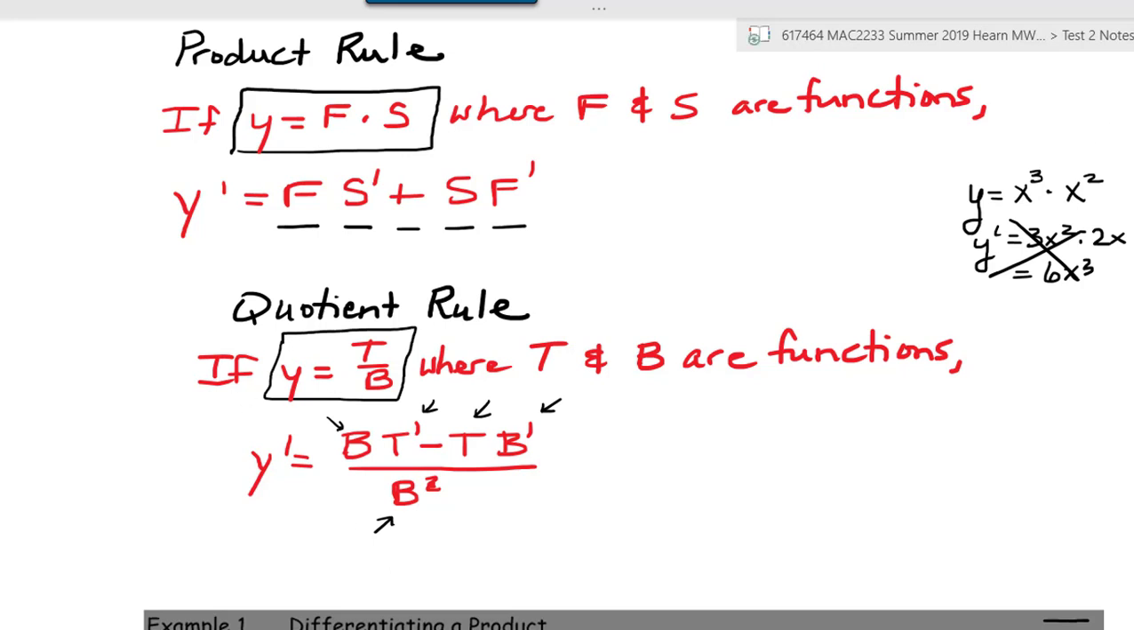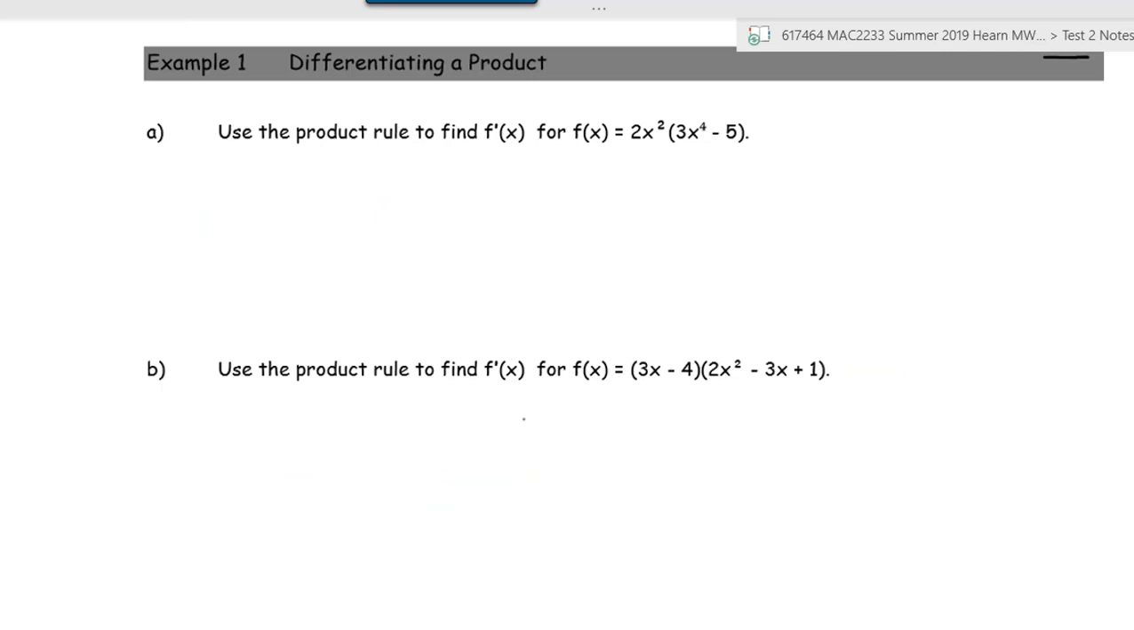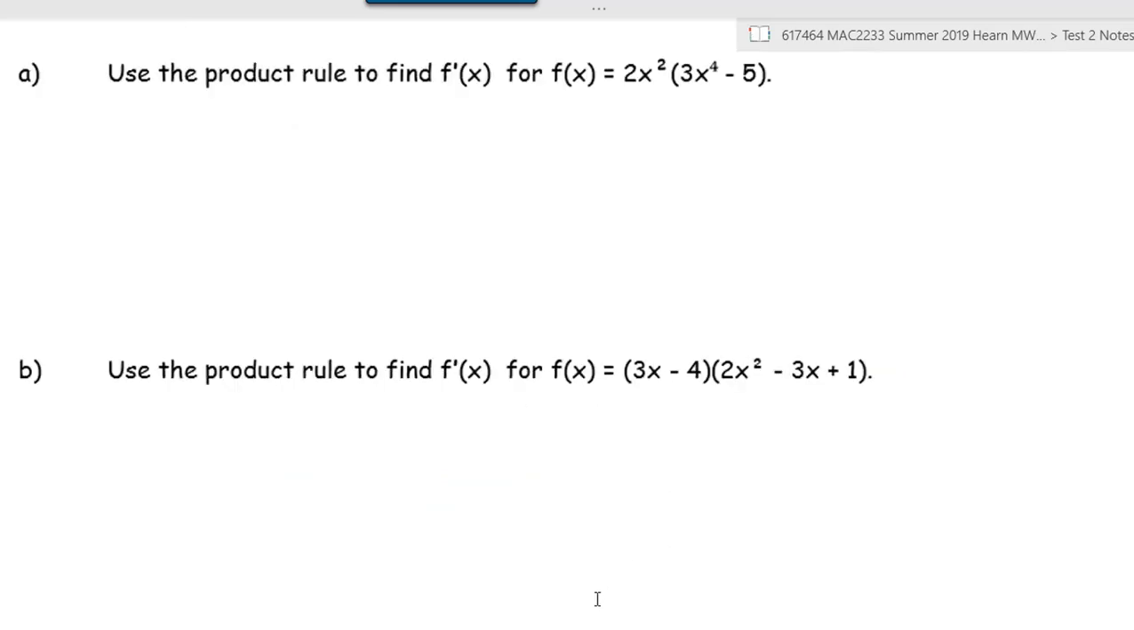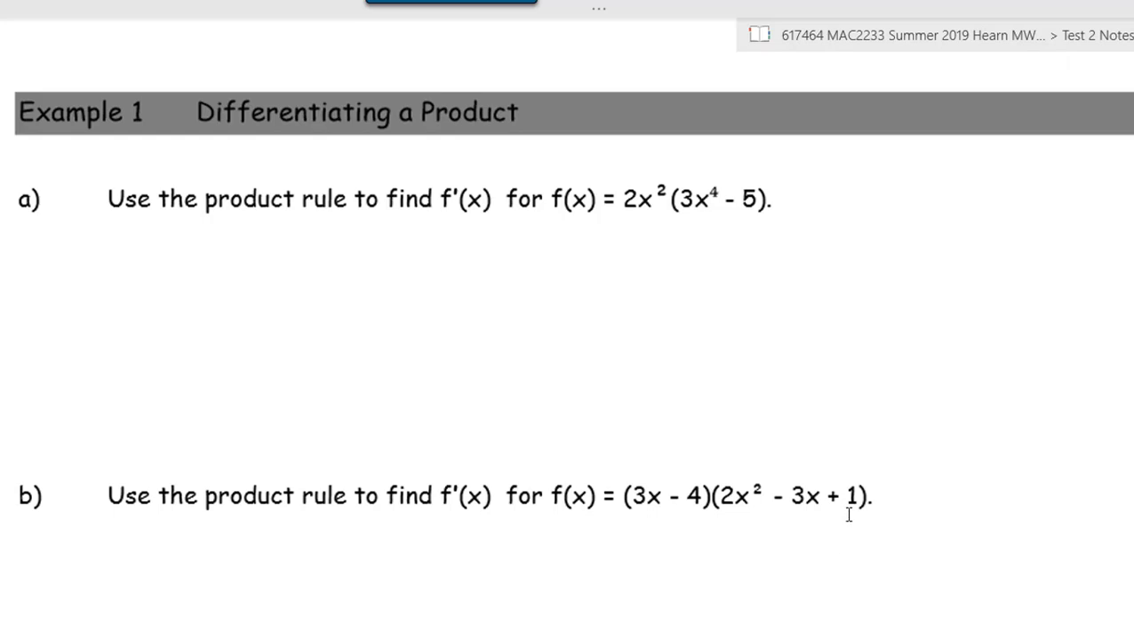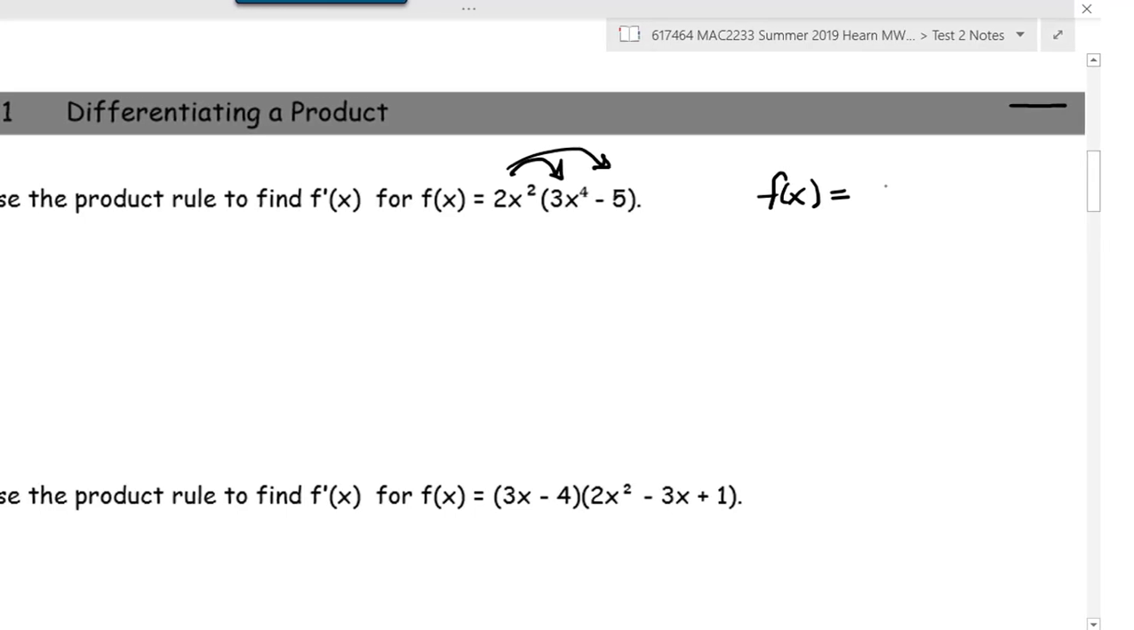Here are some examples. First, we're going to use the product rule to find the derivative of 2x squared times the quantity 3x to the fourth minus 5. Previously, we knew how to find this derivative, but we used some algebra to do it. We distributed first: 2x squared times 3x to the fourth is 6x to the sixth, and then we distributed the 2x squared to the negative 5 and got negative 10x squared.